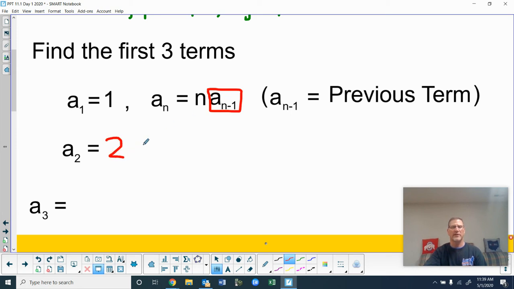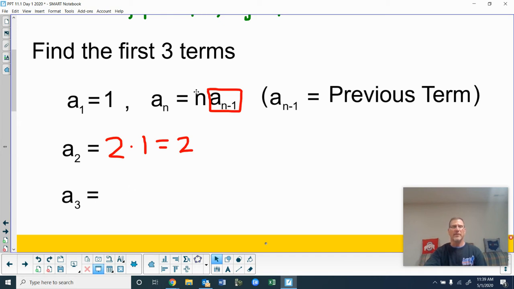And there's no symbol between them, so it's times the previous term. Well, the previous term is the first term, which is 1. So the second term for this sequence is 2 times 1, or 2. Okay?